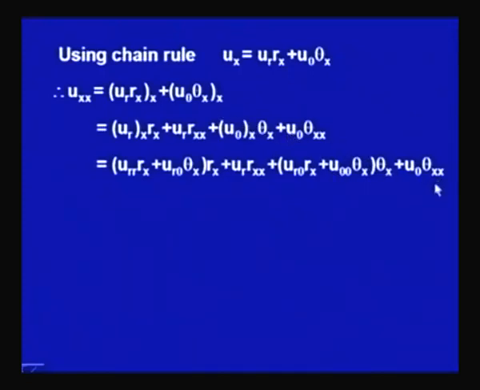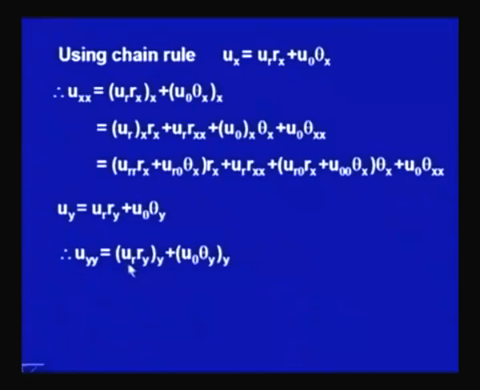And then this term u_theta times theta_xx is as such. Similarly, we could get u_y also using the chain rule, u_r times r_y plus u_theta times theta_y, again differentiated with respect to y in the similar manner. We could write the derivative of u_r with respect to y and the derivative of u_theta and theta_y with respect to y.